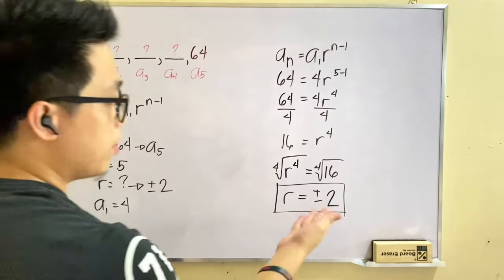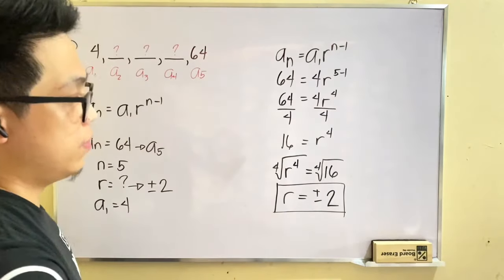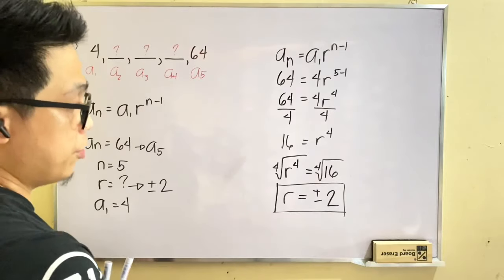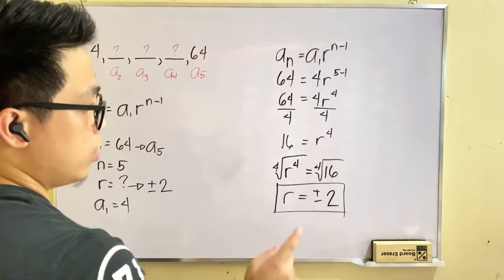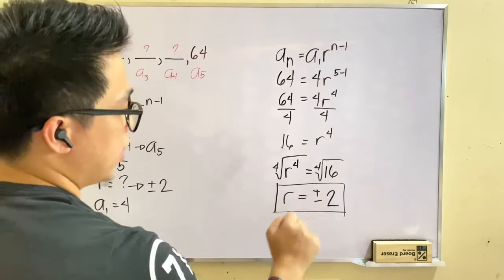Tatanungin nyo, sir, bakit naman meron tayong positive or negative? Tandaan, kapag may square root or may fourth root, laging merong 2 conditions. Maaari siyang positive or negative 2.